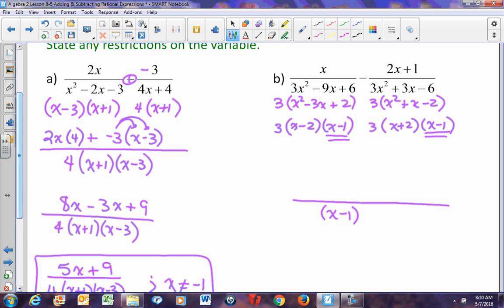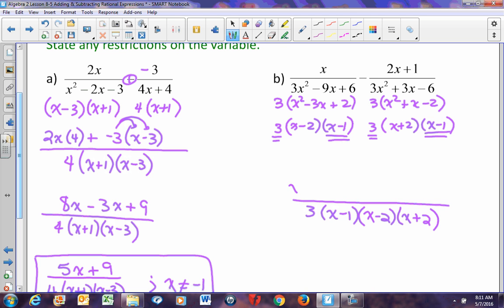Each one has a 3. This one has an x minus 2, and the one on the right has an x plus 2. So there's a big common denominator there. If we look at the first expression, we have the 3, we have the x minus 2, we have the x minus 1, we need the x plus 2.